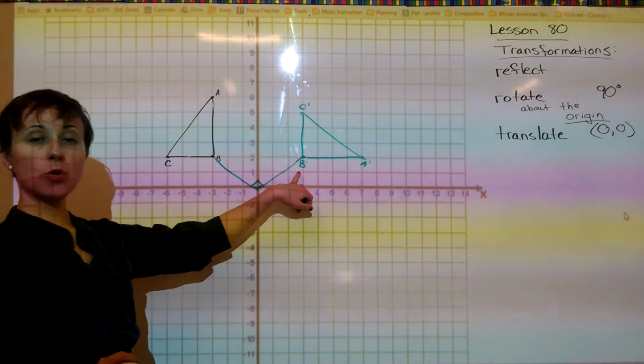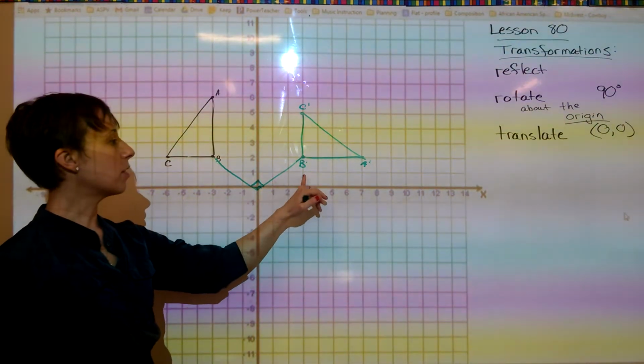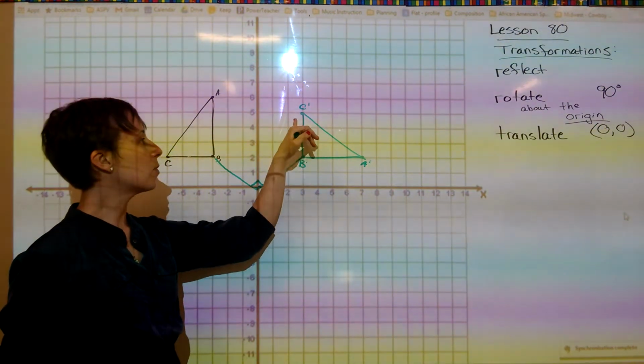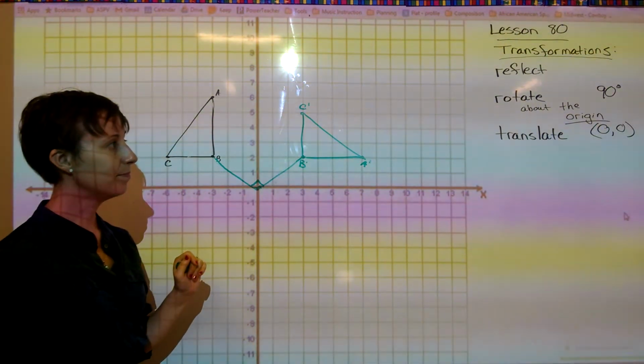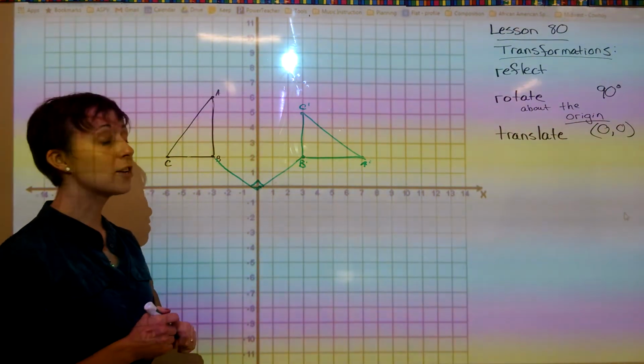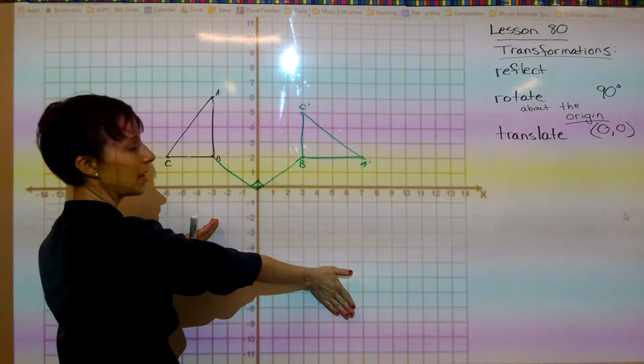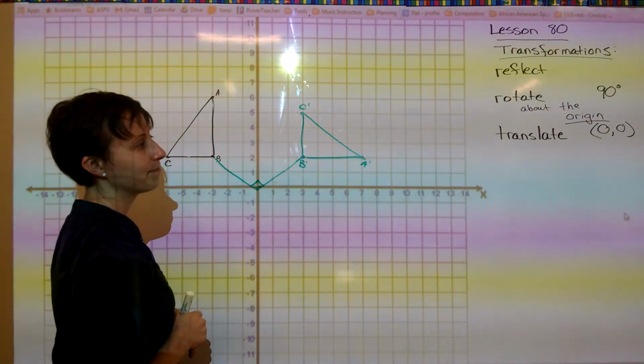And we can now name our new coordinates. This would be 3, 2. This would be 7, 2. And this would be 3, 5. You can also rotate 180 degrees, which means that we would have turned it all the way around, and it would end up down here in the other quadrant.